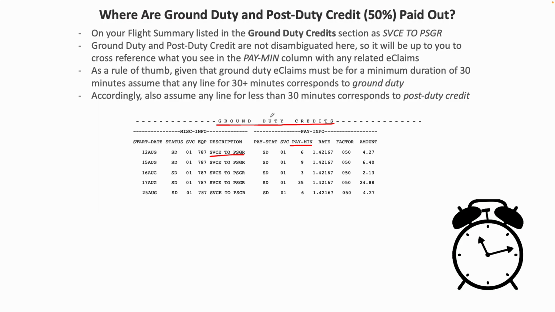As a general rule of thumb, ground duty eClaims, in order to be valid, have to be for a minimum duration of 30 minutes. So most of the time, any line that corresponds to 30 or more minutes is going to correspond to ground duty, ground service to passengers. You can also assume that in general, any line for less than 30 minutes corresponds to your post-duty credit. That is your time spent past your checkout time waiting for assistance for passengers. This is most often waiting for wheelchairs for passengers requiring that assistance.